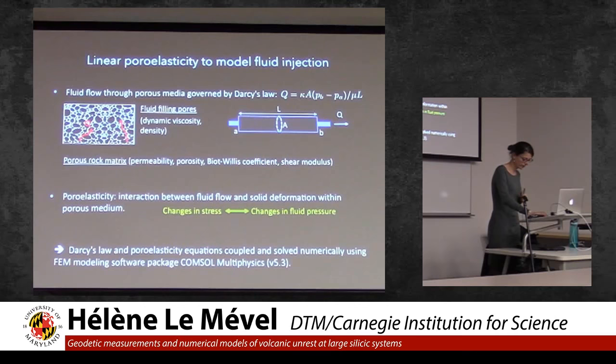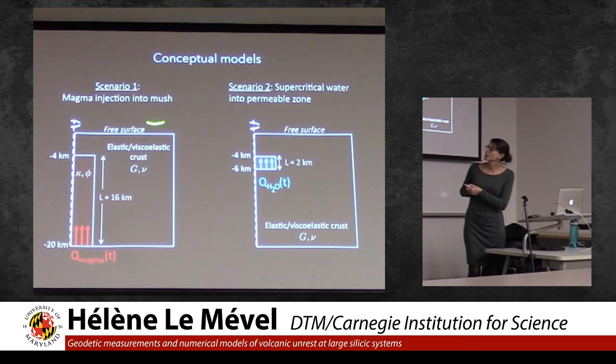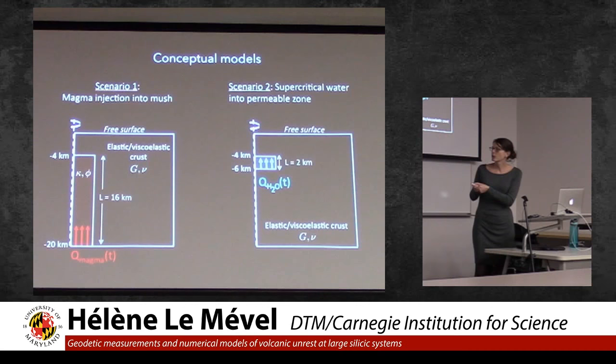Okay, here are the two conceptual models, the magma scenario and the water scenario, showing the different initial and boundary conditions at the base of the mush. These are 2D axisymmetric models, so these rectangles are like cylinders of the crust, like a porous cylindrical region in the crust. At the base is a time-dependent magma flux, or water flux in this case.